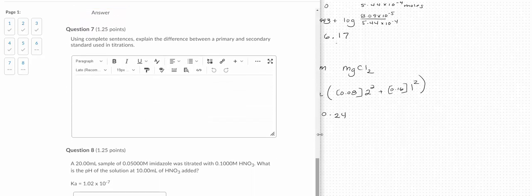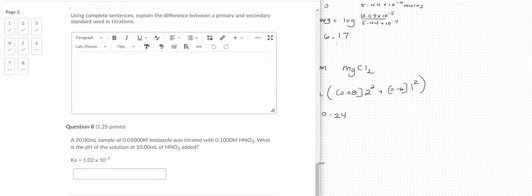Number 7, use complete sentences. Explain the difference between a primary and a secondary standard used in titrations. With a question like this, I expect you to be able to define both primary and secondary, and then tell me how they differ.